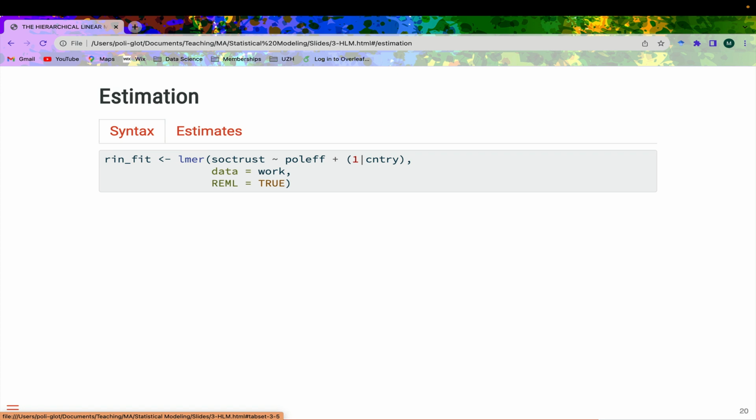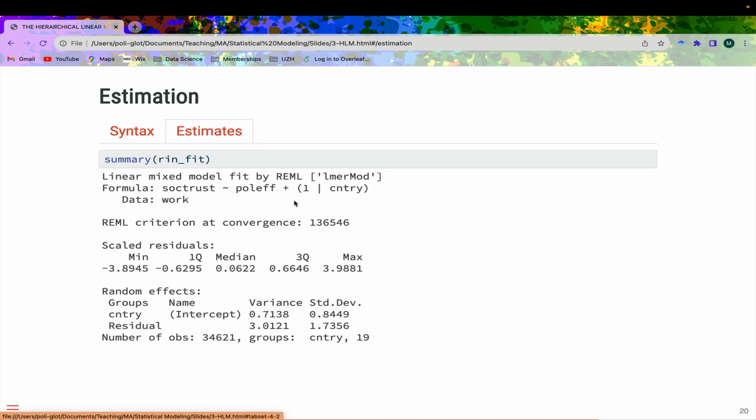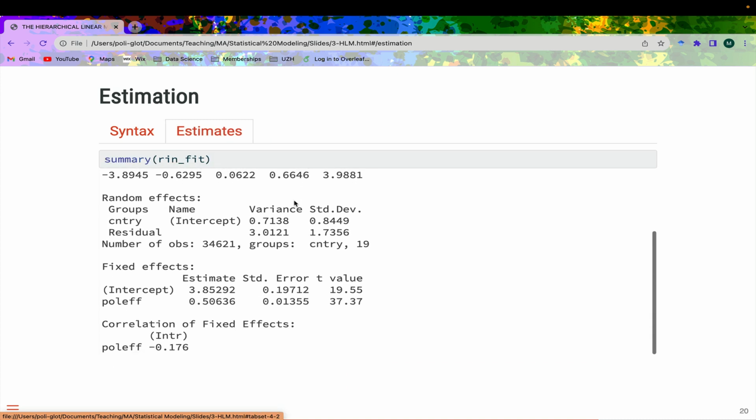So if we run this, now we get the following estimates. We now have two fixed effects, an intercept, that's sort of the baseline you could say, and an effect of political efficacy that indeed turns out to be positive in this particular situation.